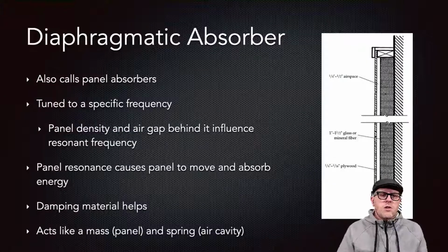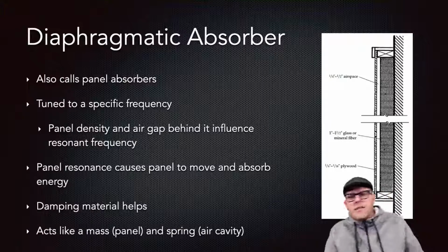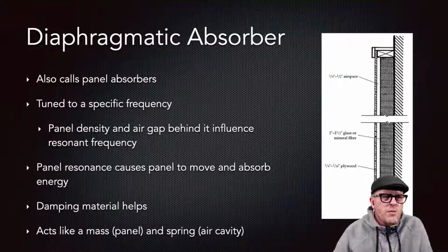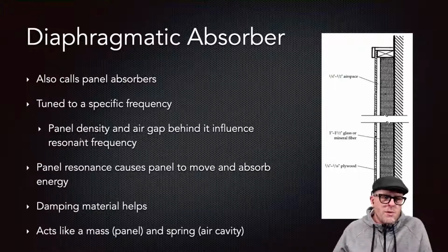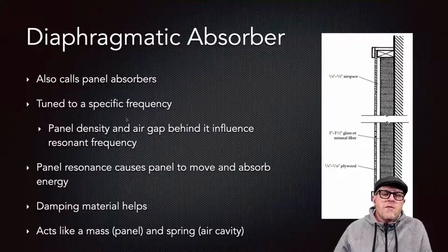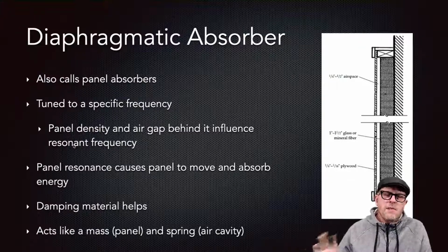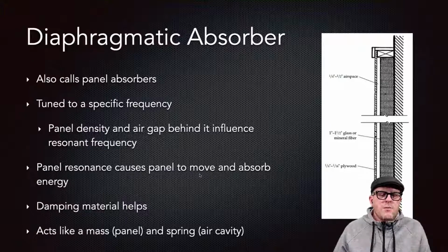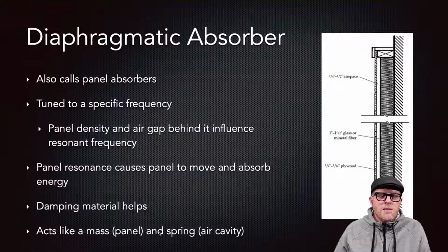Here's a very common diaphragmatic absorber you'll see, especially in concert halls. They also call them panel absorbers. It's tuned to a specific frequency. Panel density and the air gap behind it influence the resonant frequency. We don't have much math, but we have some charts that we can use to help tune these things. The panel's resonance causes the panel to move and absorb the energy, and the damping material helps. So it acts like a mass spring.